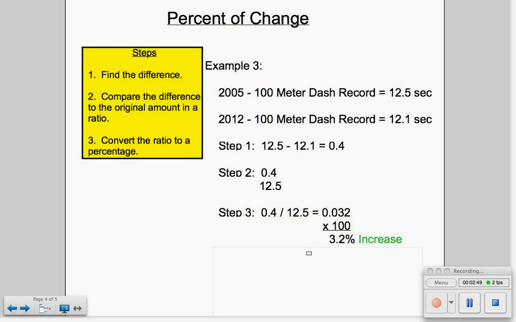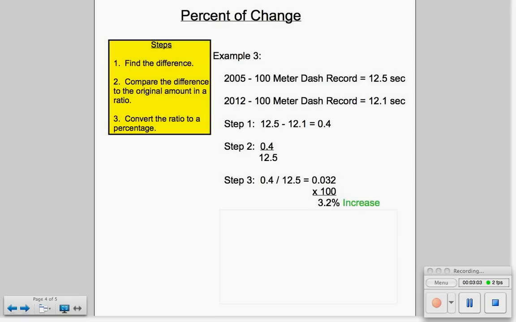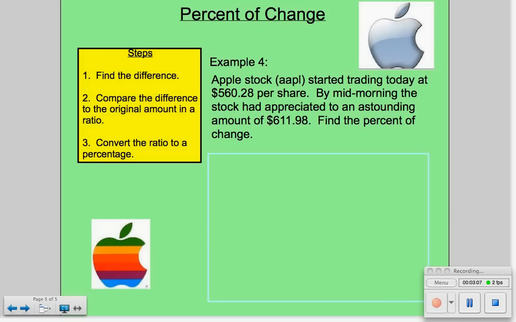In this case, there was a 3.2% increase because the time got better. We got to think of this in terms of a record-setting time. So the time it increased by 3.2%, which means it's a faster record. We'll try one more of these.